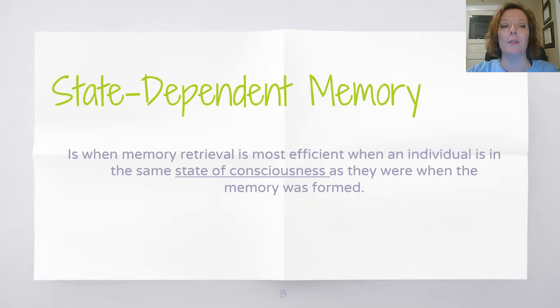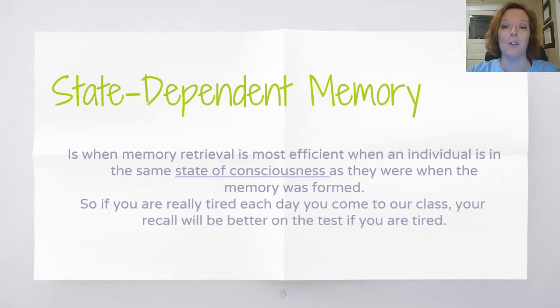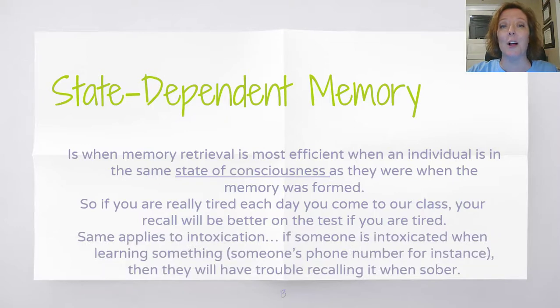State-dependent memory is when memory retrieval is most efficient when an individual is in the same state of consciousness as they were when the memory was formed. So if you're really tired every day when you come to our class, your recall will be better on the test if you are tired then too. The same applies to intoxication. If someone is intoxicated when learning something, like someone's phone number, then they are going to have trouble remembering it when they are sober.